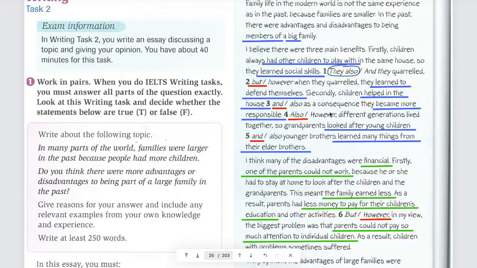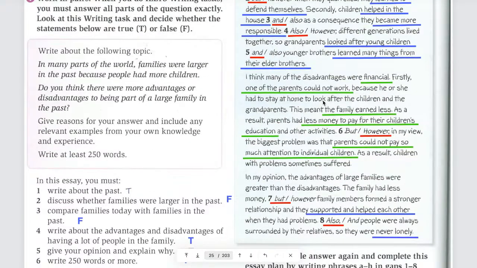So for the body, we have 2 paragraphs. And look at the first sentence in each paragraph. For example, in paragraph 2, the first sentence is what? I believe there were 3 main benefits, right? How about the next one? The third paragraph, what is that? I think many of the disadvantages were financial, right?